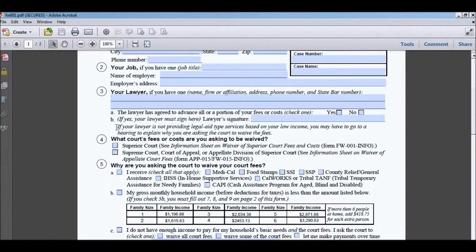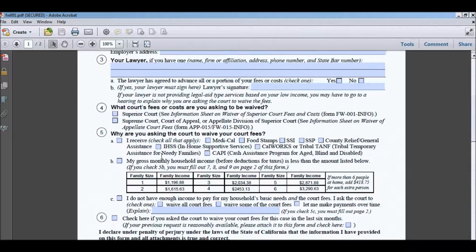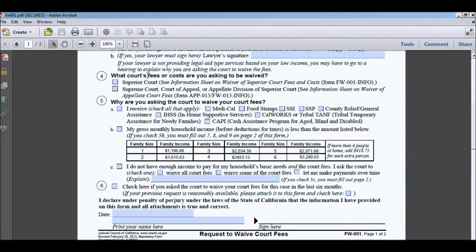But as long as you're honest and upfront about what you put here, you shouldn't have a problem. If you lie about something, or if you omit something, then yeah, you could be inviting a lot of unnecessary scrutiny onto yourself. So as far as bubble 4 goes, you can ask the court to waive different fees.